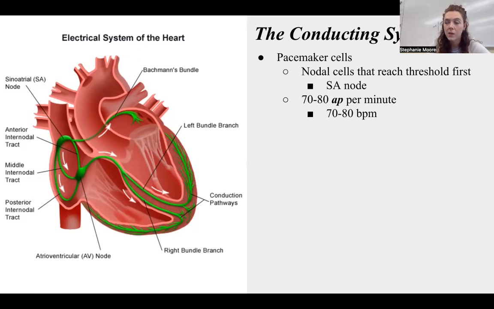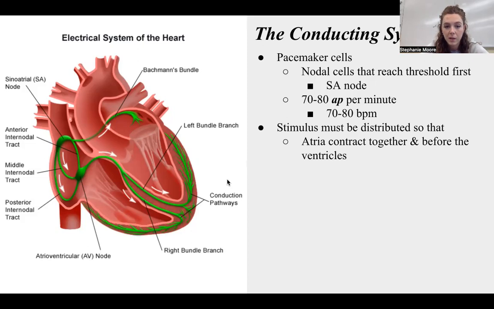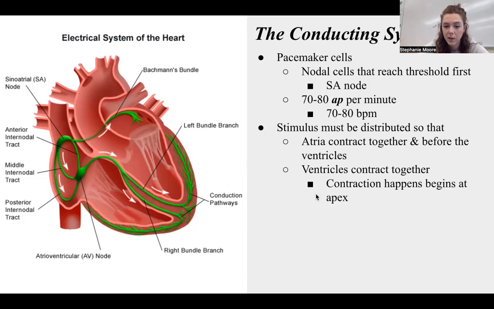Now, 70 is closer to resting. Whenever we're getting up and doing light activity, we can reach about 80 to 90. So the SA node covers resting to activity. All right, so the stimulus has to be distributed so that the atria contract together and before the ventricles. All of that atrial contraction has to happen before the ventricles, and then the ventricles have to contract together. This is important, I would highlight this.